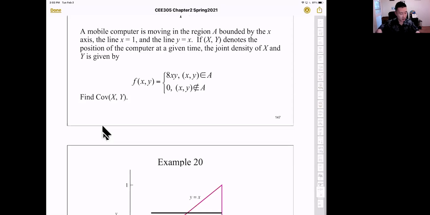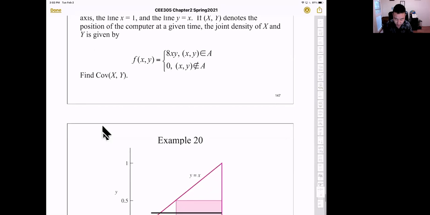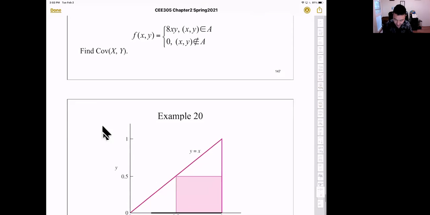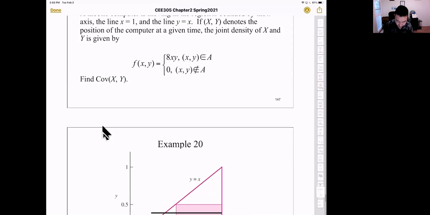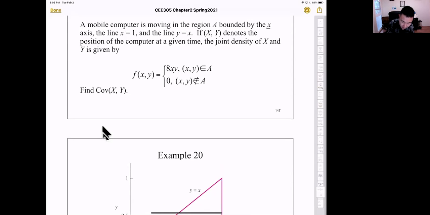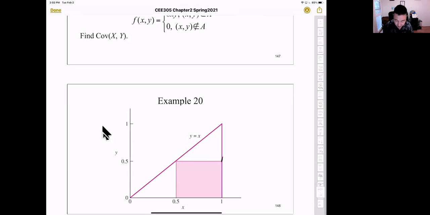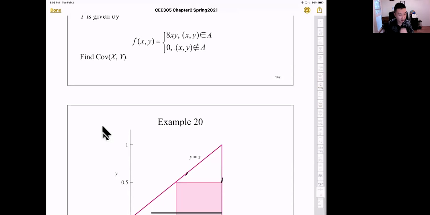We may not finish this question today, but anyhow, a mobile computer is moving in the region A, bounded by the axis, the line x equal to 1 and the line y equal to x, which is here. So the region is this triangle. One line is the x-axis, another line is x equal to 1, which is this line, and the other line is y equal to x, which is this line.